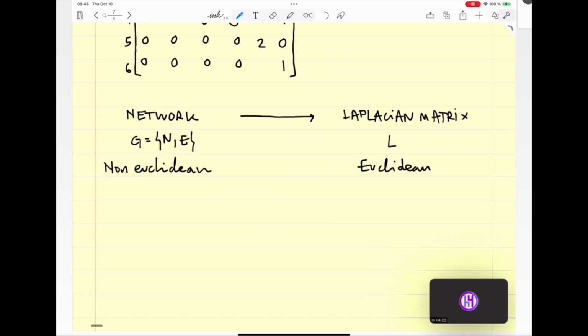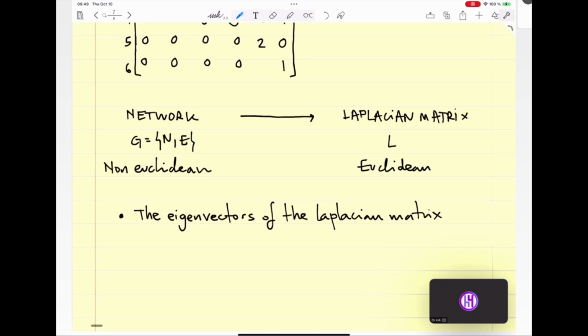So the first consequence of this is that the eigenvalues, or better said eigenvectors, of the Laplacian matrix contain the so-called spectral information of the network.